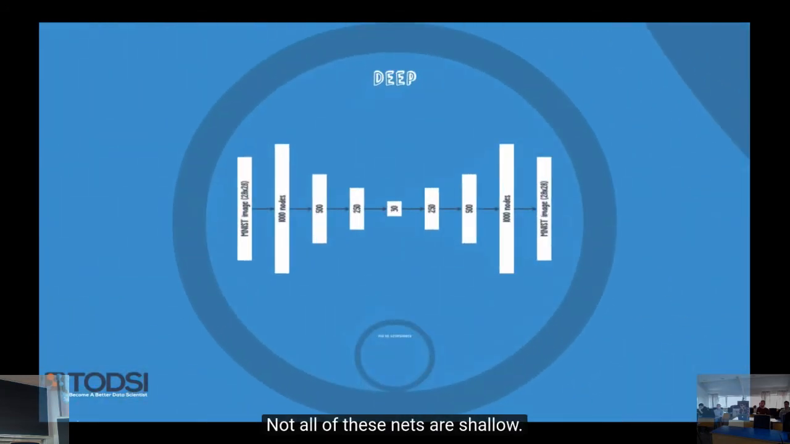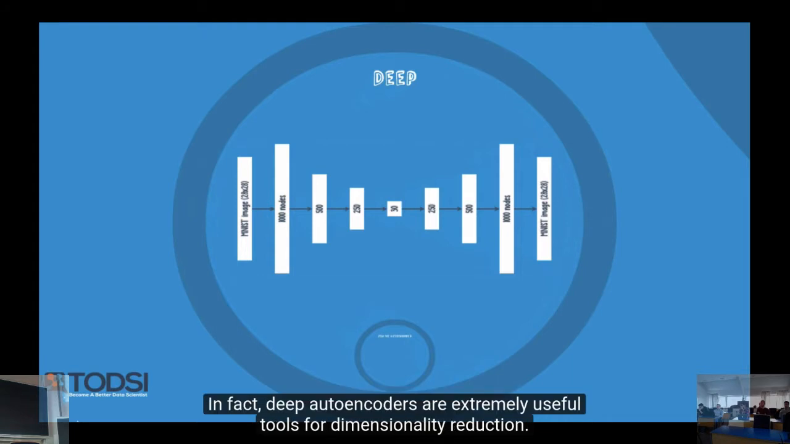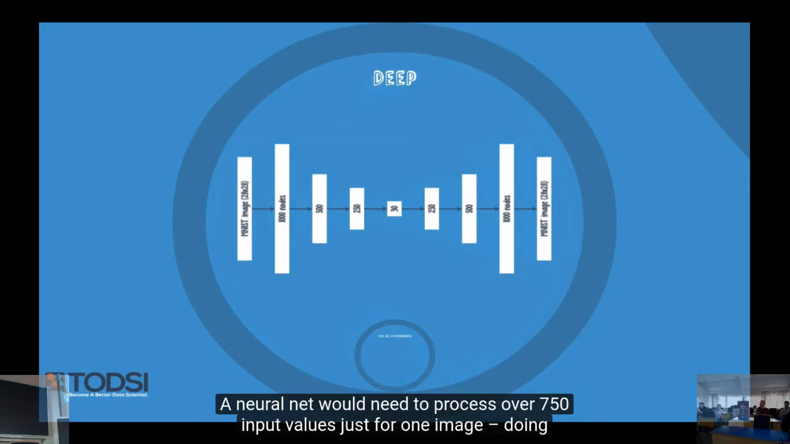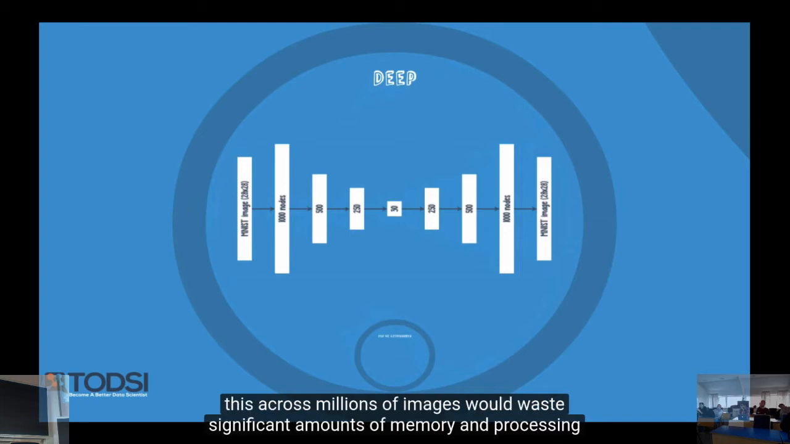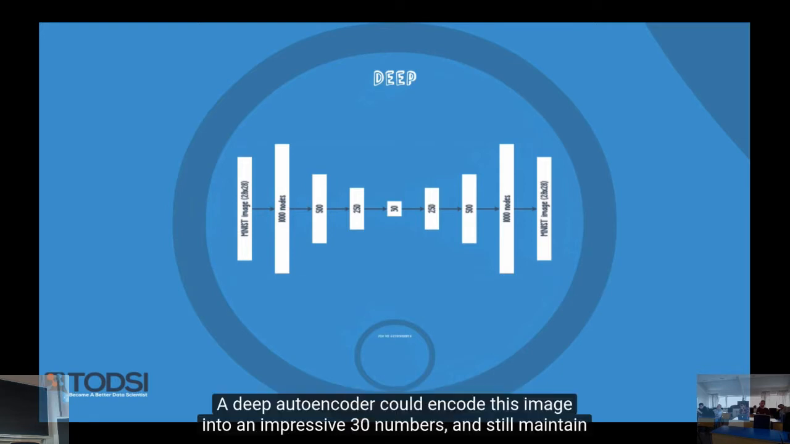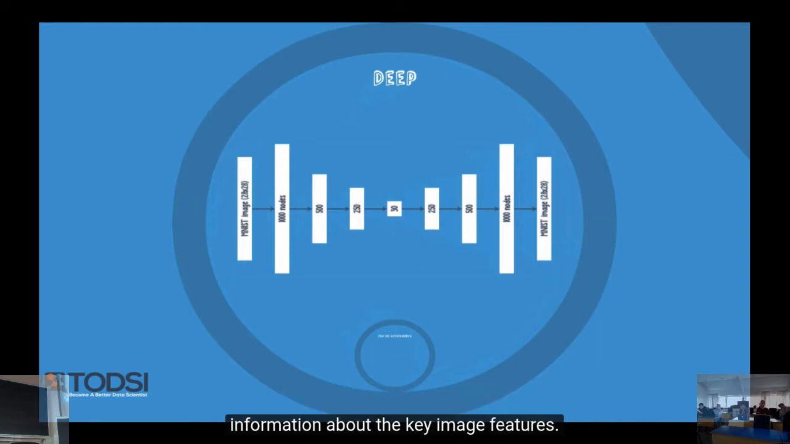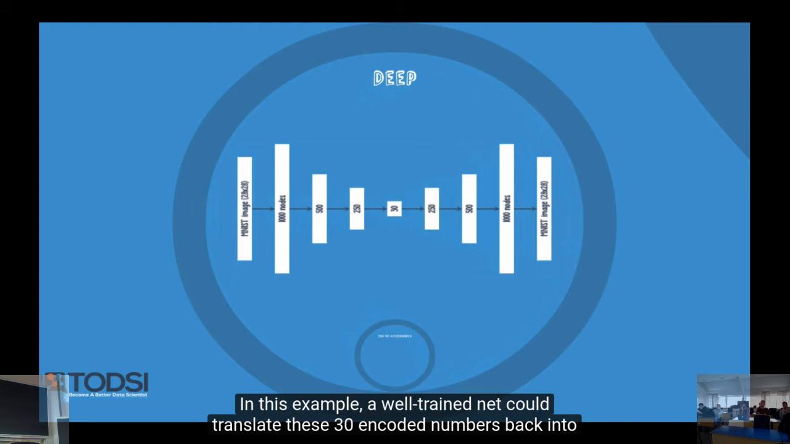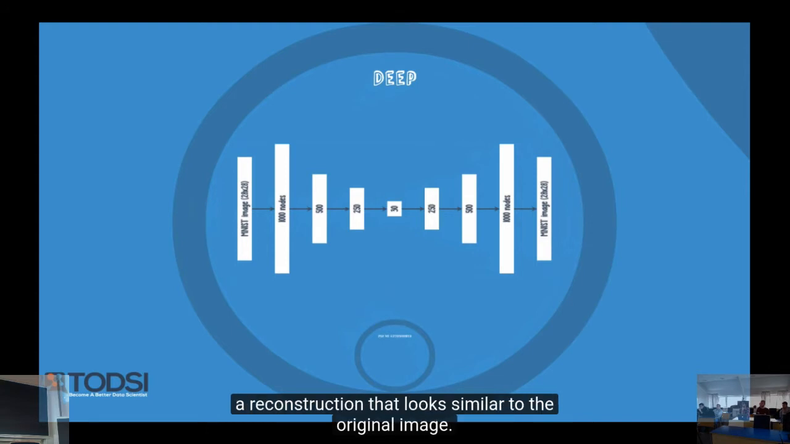Not all of these nets are shallow. In fact, deep autoencoders are extremely useful tools for dimensionality reduction. Consider an image containing a 28 by 28 grid of pixels. A neural net would need to process over 750 input values for just one image. Doing this across millions of images would waste significant amounts of memory and processing time. A deep autoencoder would encode this image into an impressive 30 numbers and still maintain information about the key image features. When decoding the output, the net acts like a two-way translator. In this example, a well-trained net could translate these 30 encoded numbers back into a reconstruction that looks similar to the original image.